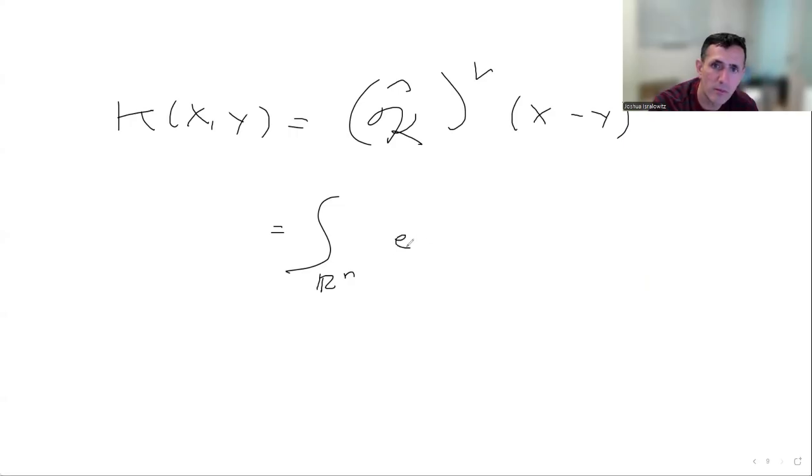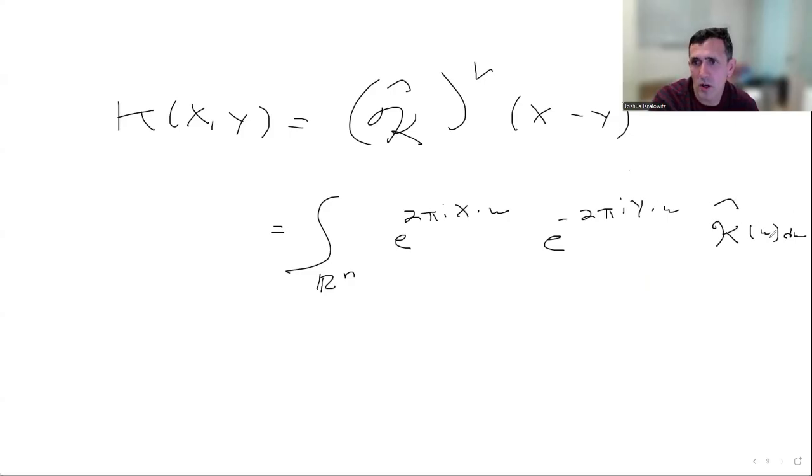Right. So I'm kind of skipping steps here because I've done this before. This is going to be 2 pi i x omega, e to the minus 2 pi i y dot omega, Fourier transform omega. Okay. Again, if you want to just write mu of w or d mu of w, that's fine, being more general.